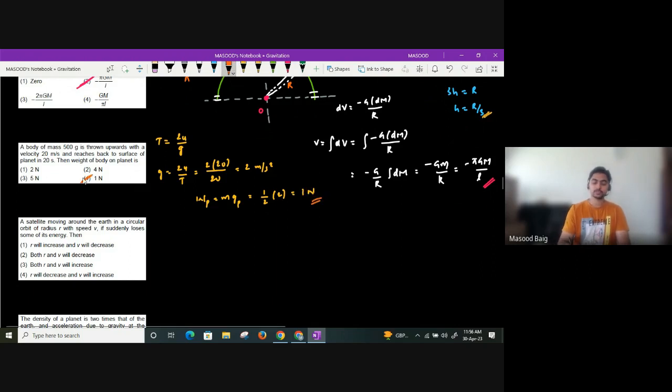Whenever an object is projected vertically upwards, after what time will it hit the ground? 2u by g. So time is given to us, speed is given, so we will find out g on the planet. What will be the weight on the planet? It will be mass on the planet into g on the planet. Mass will be the same everywhere. Clear, all of you?